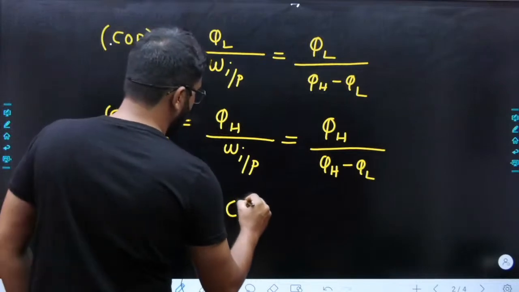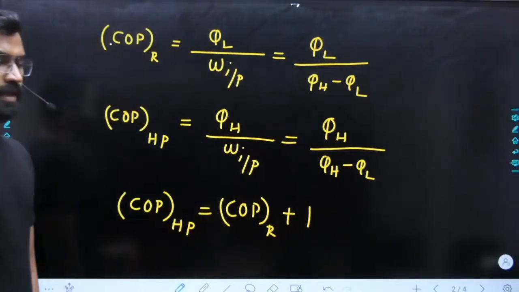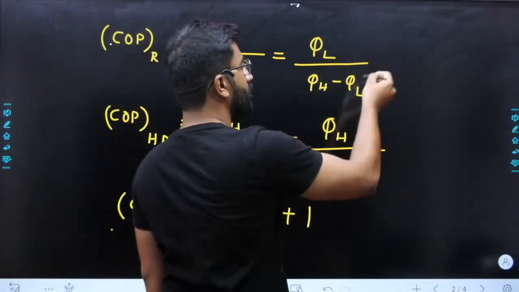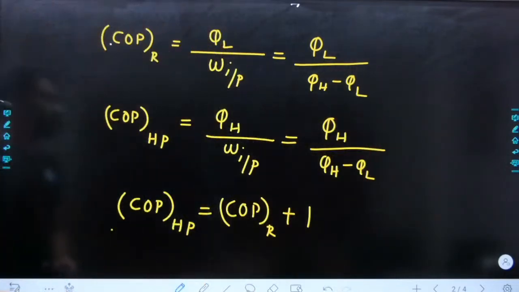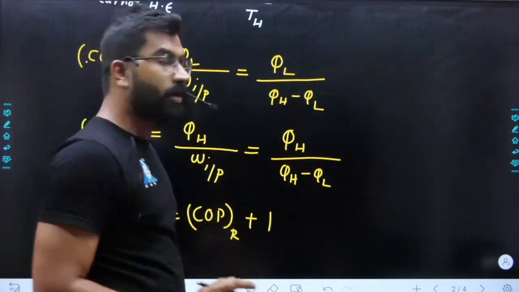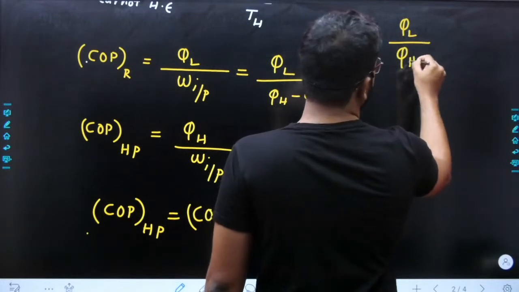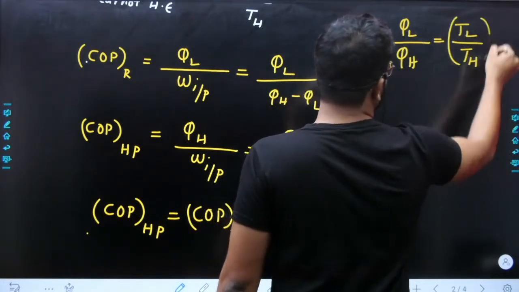Yes, COP of refrigerator plus 1 is equal to COP of heat pump. Because if you add plus 1 here, what will happen? QL cancels, and QH by QL comes. Okay, so in the same way, if it is a Carnot heat pump or Carnot refrigerator, instead of QL by QH, you can substitute TL by TH in Kelvin.